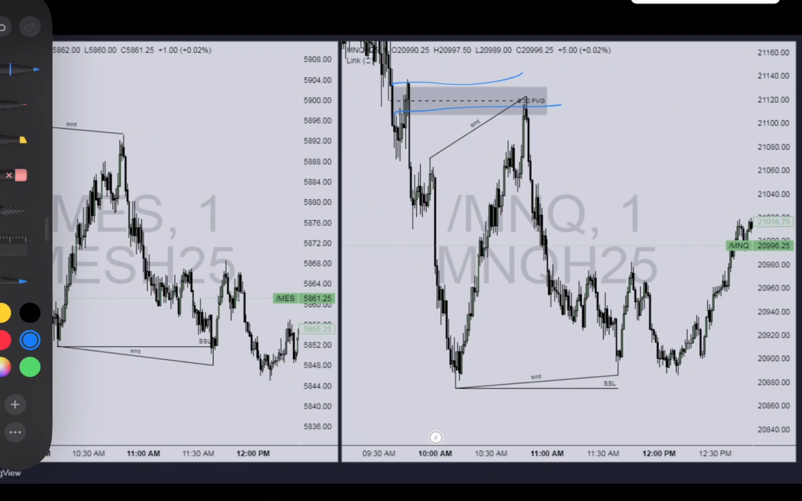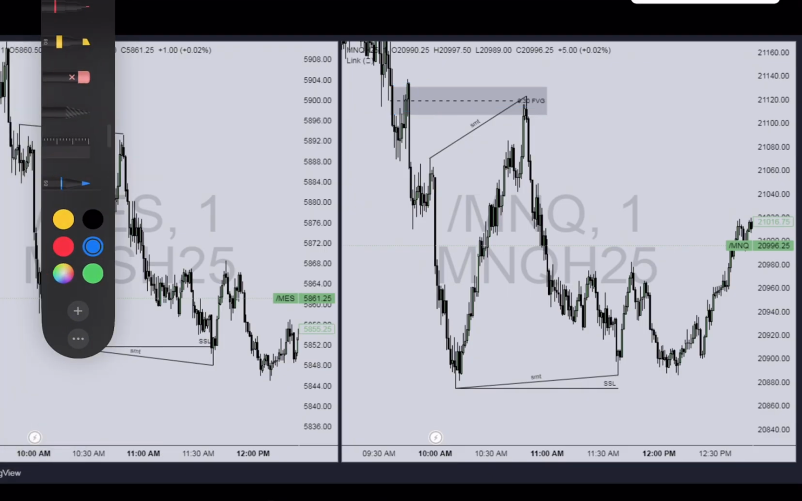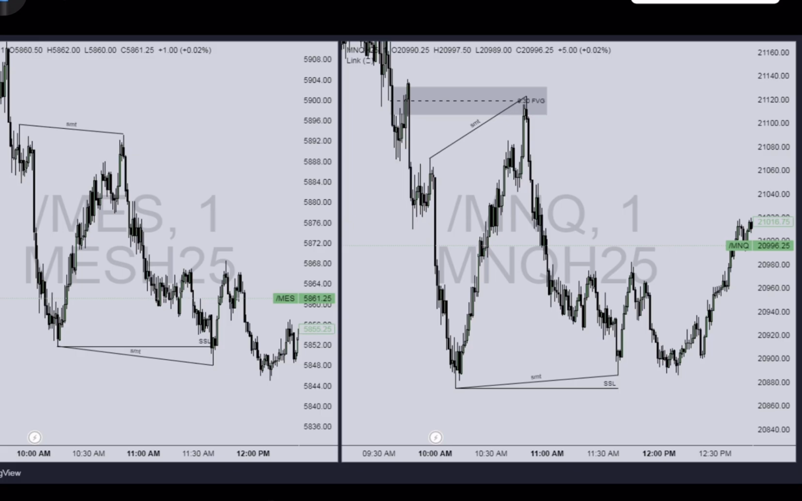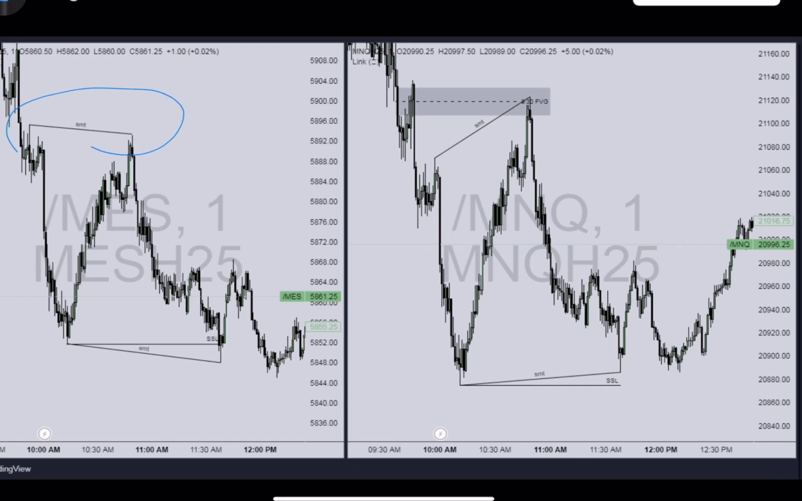And then we add to it, or we couple to it, other factors like SMTs, right? We have a nice SMT, price tapped into the 9:30 fair value gap. Very nice trade. Okay. And then even if you look at the lows, we had another SMT that gives you a sign to exit the trade.